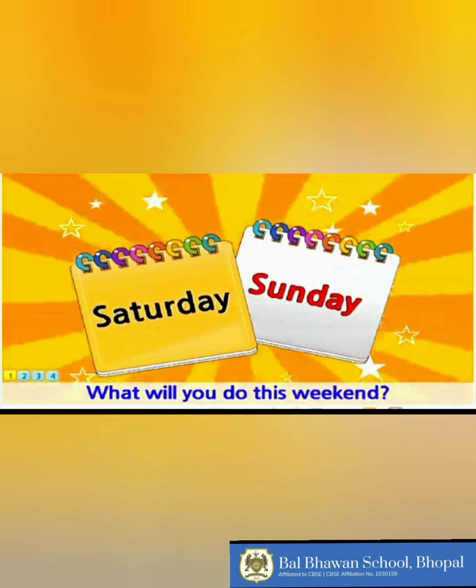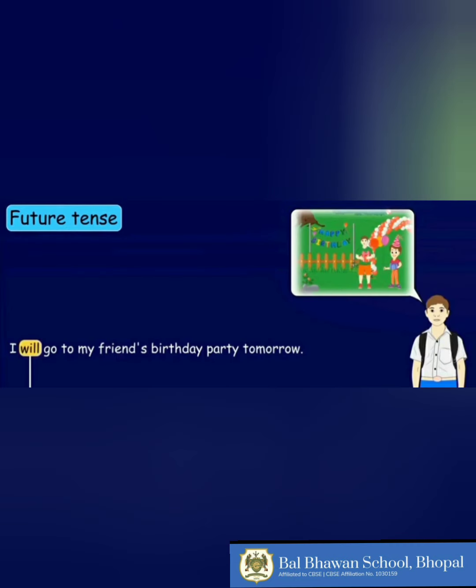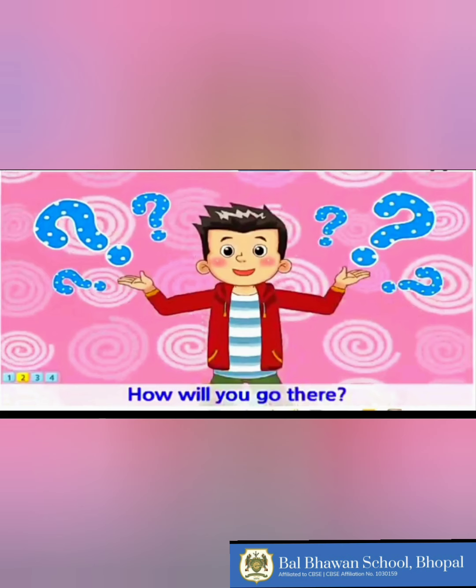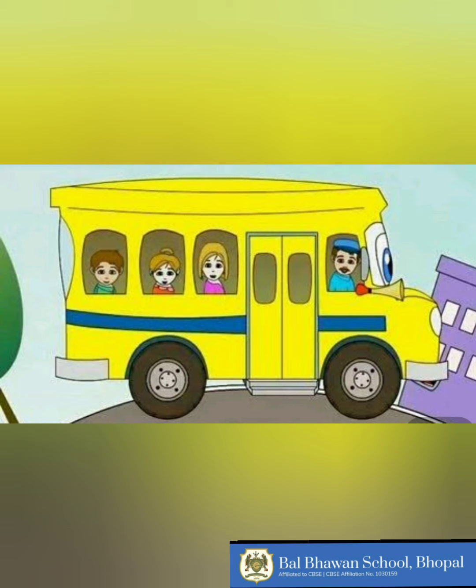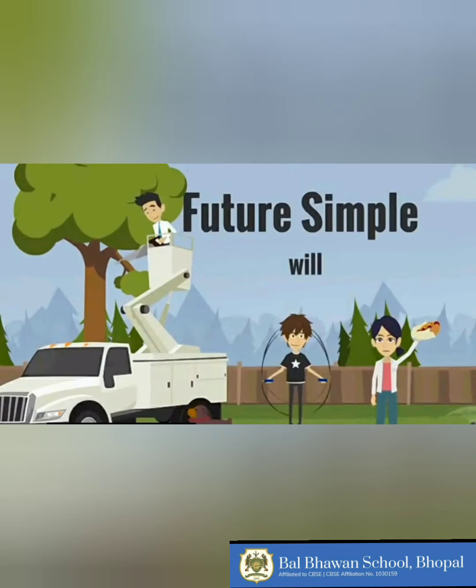Students, I met my friend and I asked her, what will you do this weekend? She smiled and said, I will have my favorite ice cream in the evening and I will go to my friend's birthday party tomorrow. So I asked, how will you go there? She said, I will go there by bus. Did you notice something similar here? Yes. These sentences are in future simple tense.